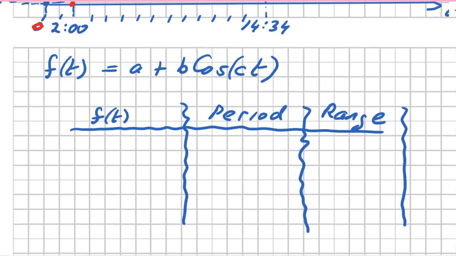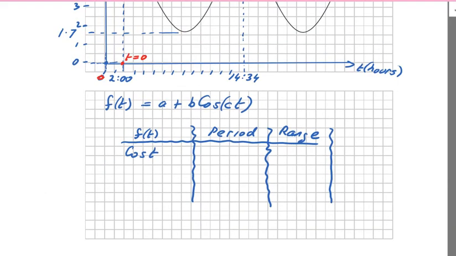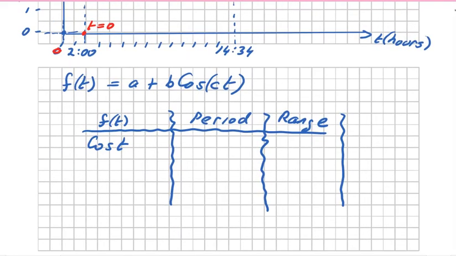Now start off with the most simple function, the most simple of cos functions, which is just simply cos t itself. And the period of that would be 360 degrees or 2 pi. It repeats every 2 pi. And the range is -1 to 1 vertically. So that's the most straightforward cos function.